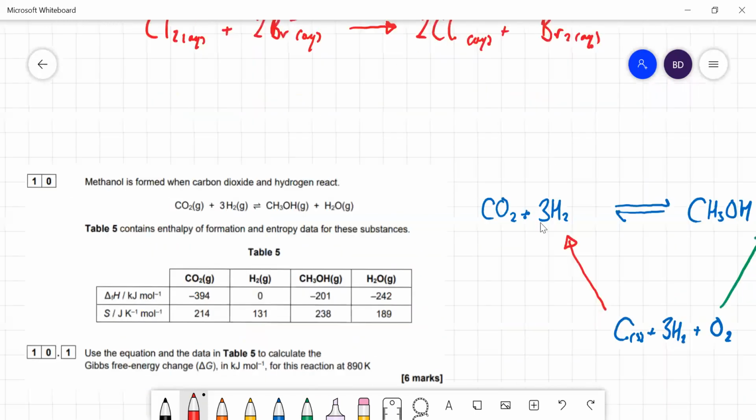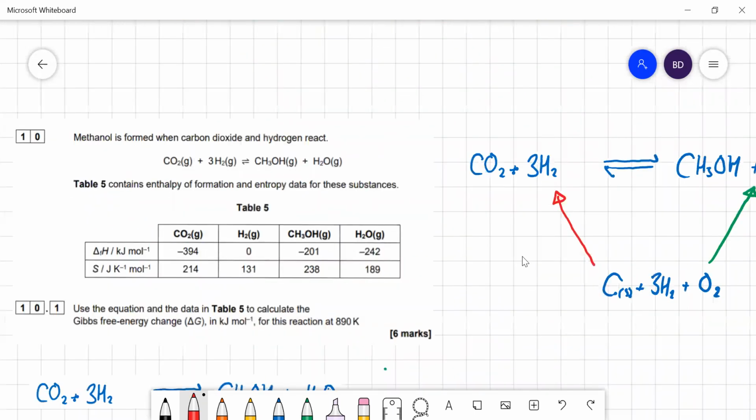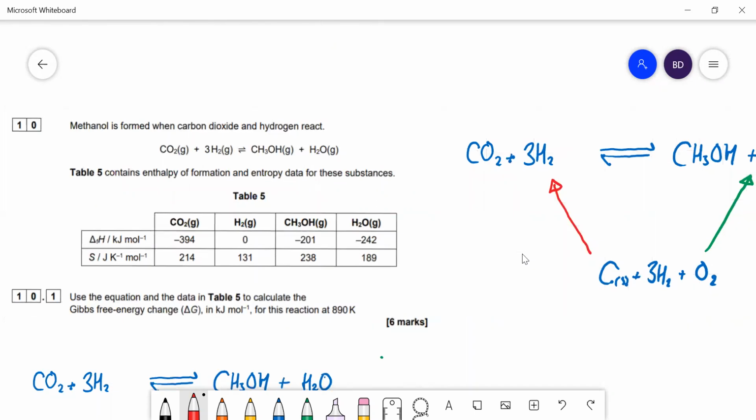Right. Now this one here, we've got an equilibrium reaction, and we're given the delta H and delta S, the entropy data, and we've got to use them to work out the Gibbs free energy change. Of course, the Gibbs free energy change is delta G equals delta H minus T, the absolute temperature, delta S. So we need to work out delta H for the reaction here.